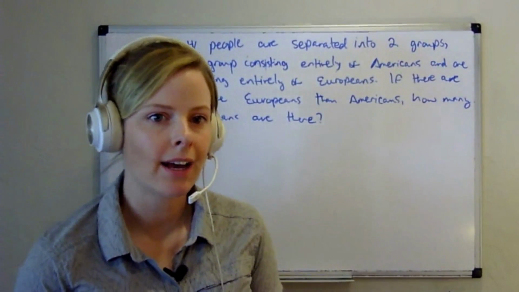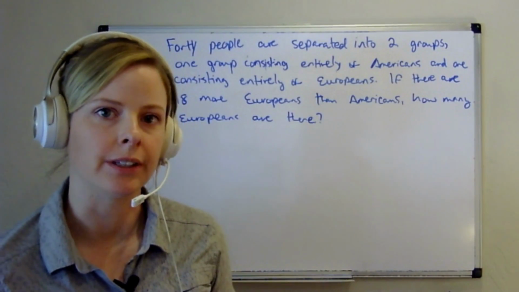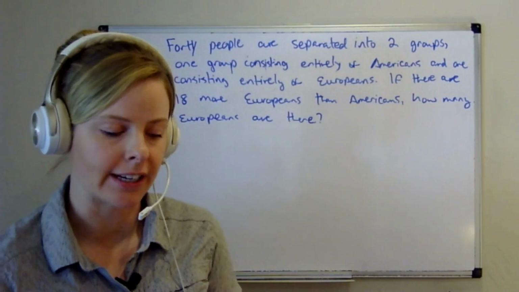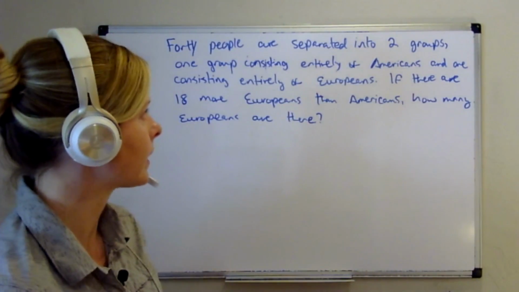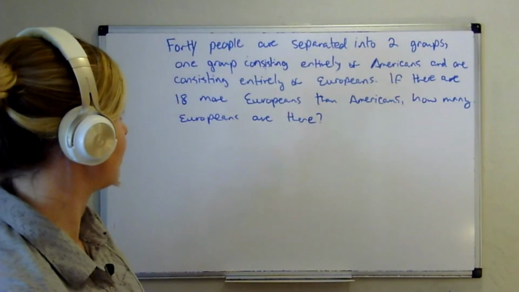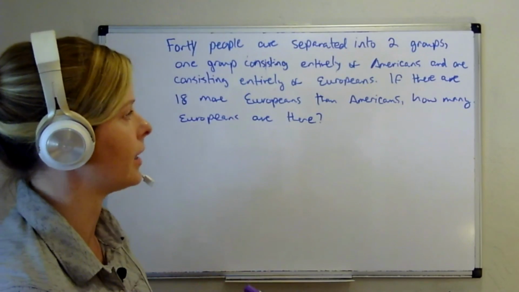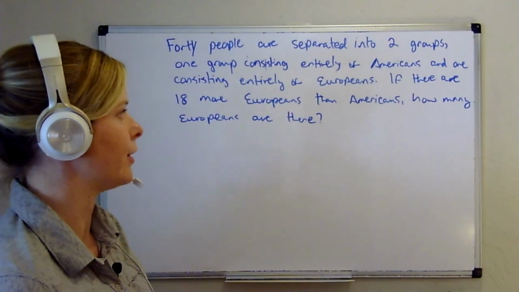All right, let's go ahead and talk it through. As always, if you need more time, feel free to go back to the previous screen and take as much time as you need to solve through that question. So here we've got two sentences, and the first sentence tells us that 40 people are separated into two groups, one group consisting entirely of Americans and one group consisting entirely of Europeans.